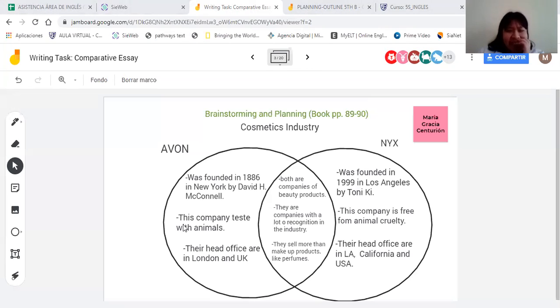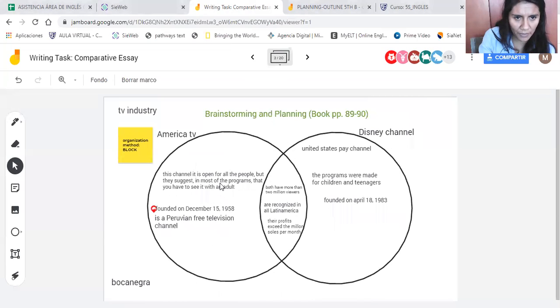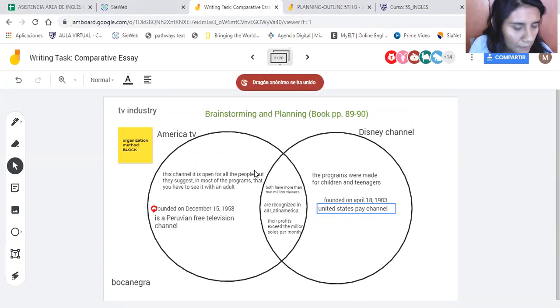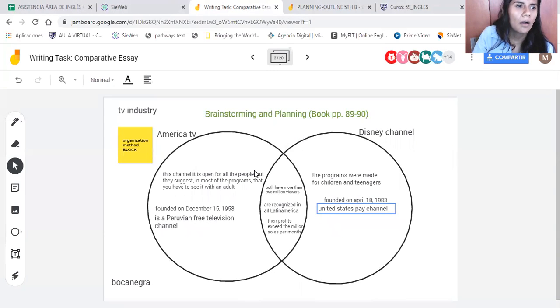Miss, una pregunta, ¿cuál más me faltaba? Me olvidé. Okay, for example, you have two, yes, about the history. Put United States down like this, here. You have this, founded like this. Okay, this is two. I will suggest that probably you said marketing, then you said like this. What can we also explain as America TV and Disney Channel?